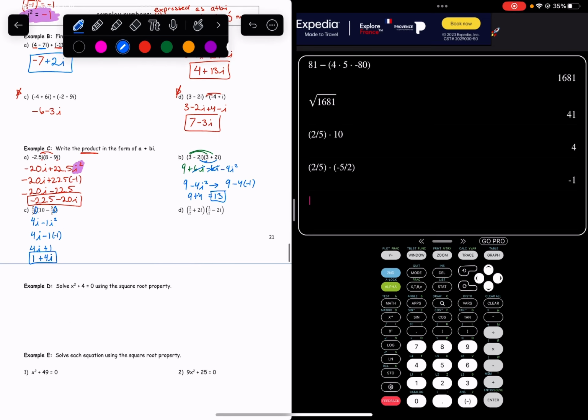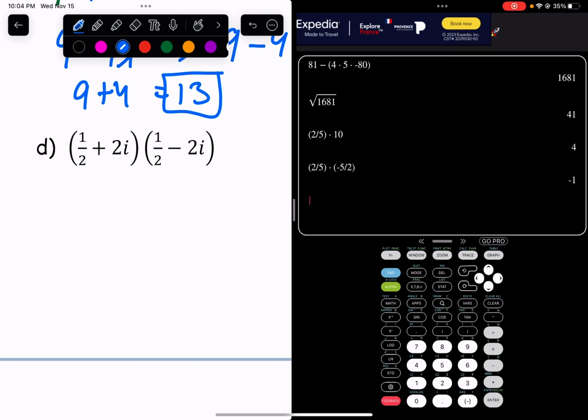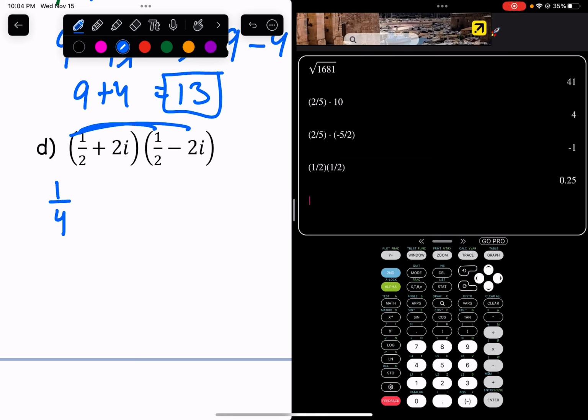All right, next one. We're going to go ahead, FOIL it out. 1/2 times 1/2. Hopefully you can do that in your head. If you can't, that's fine. You just go to your calculator. 1 divided by 2 times 1 divided by 2. And you get 0.25 or 1/4. So we end up with 1/4. 1/2 times negative 2i is going to give us a minus 1i. So a minus i.